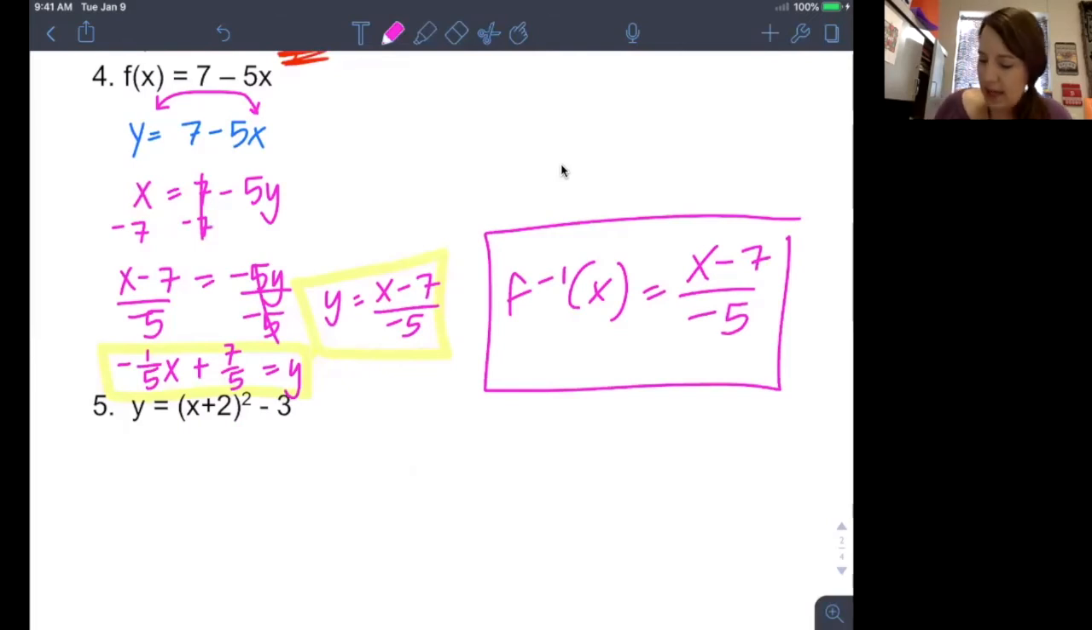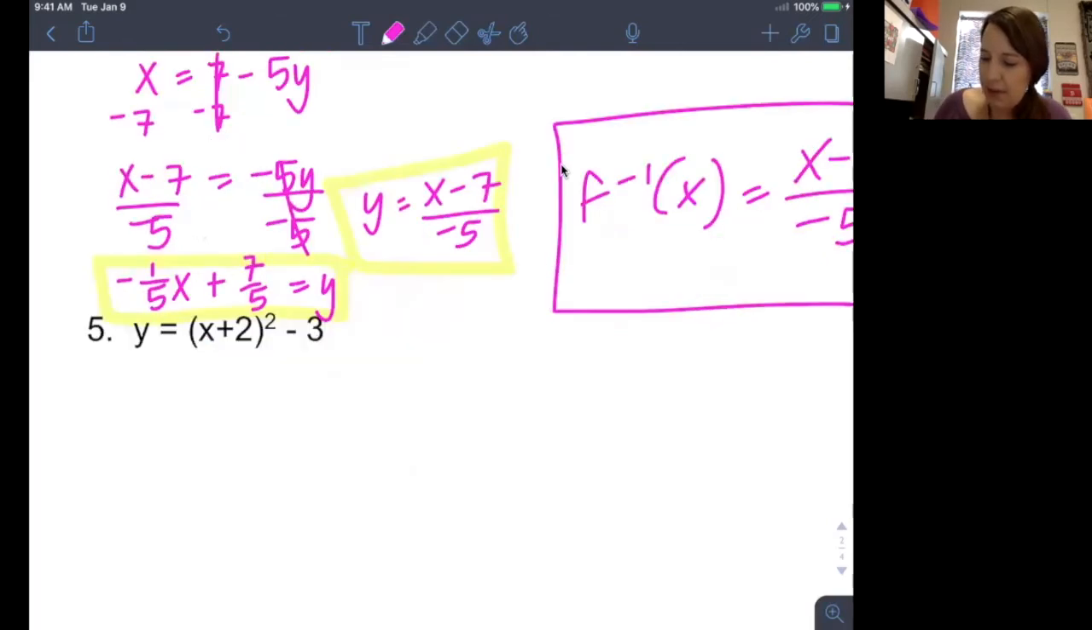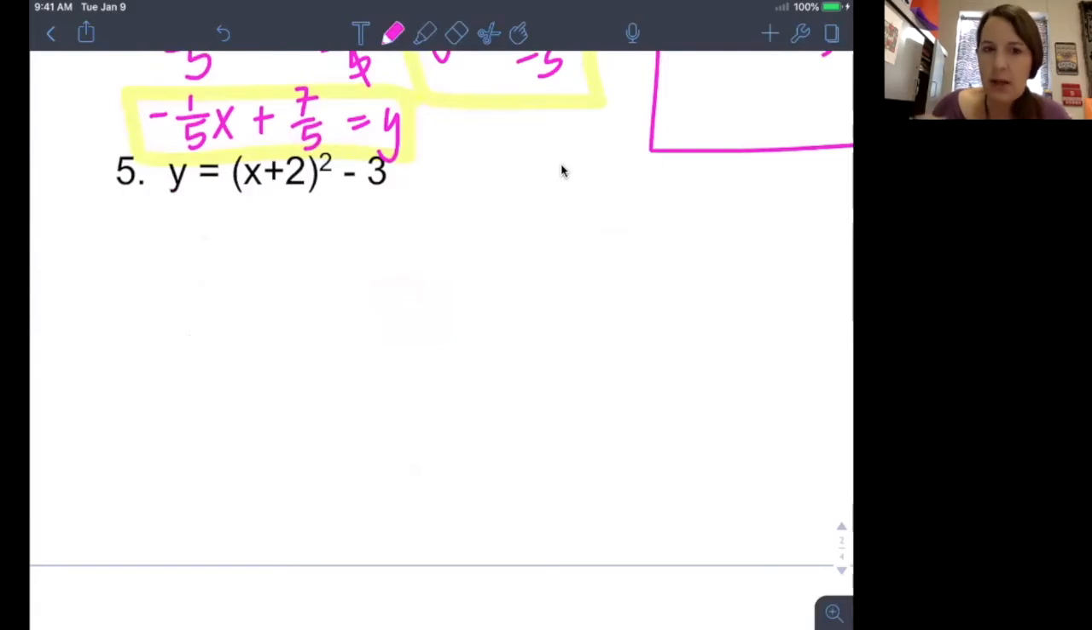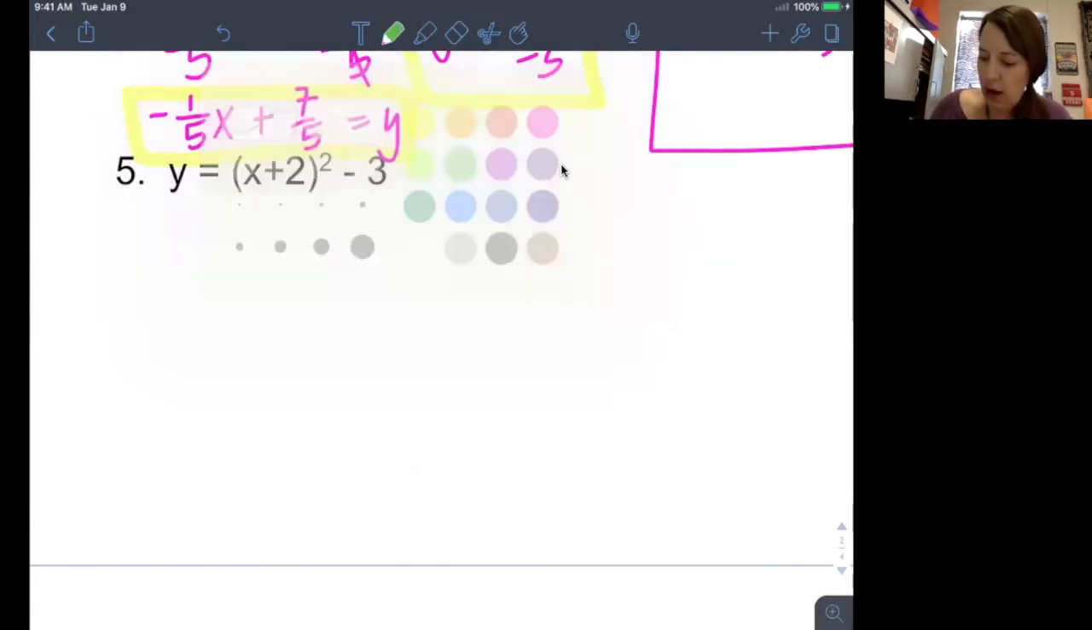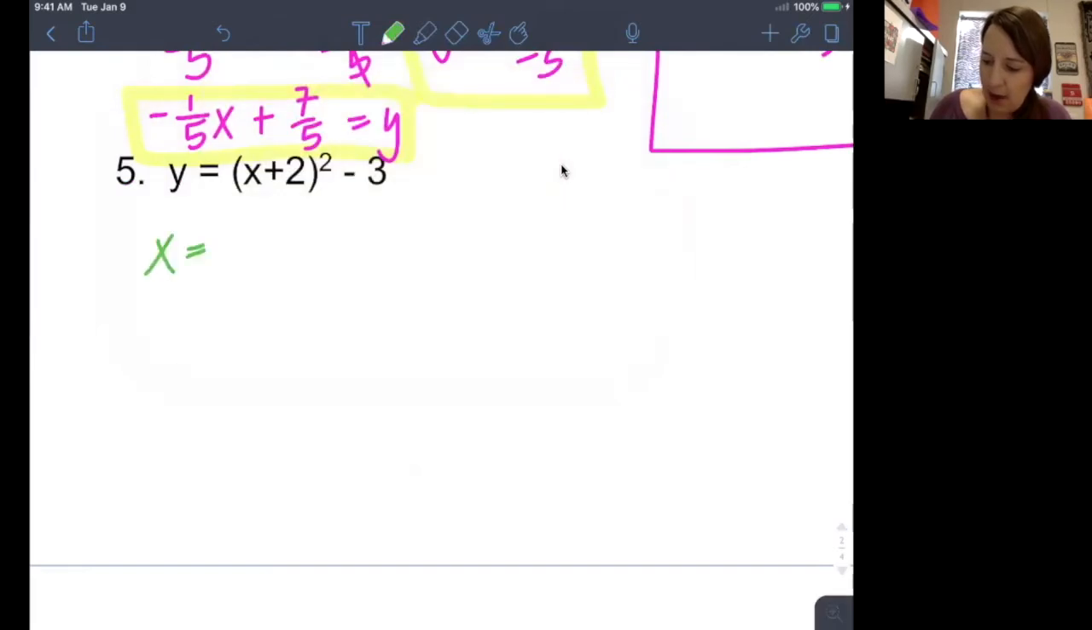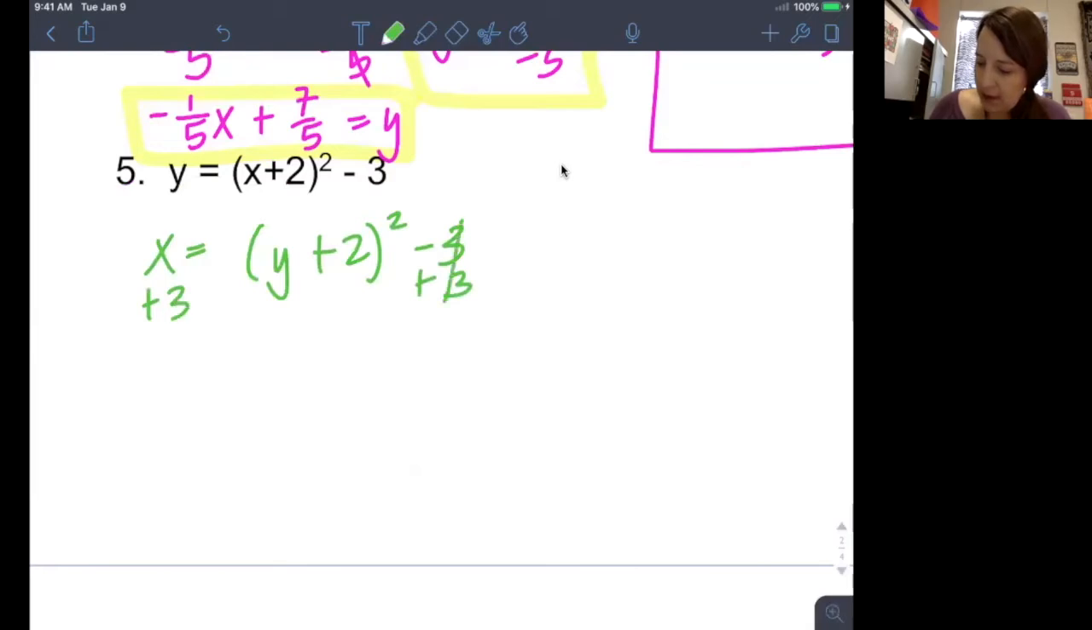Okay, let's look at this next example. We've already got the y replaced. This one's going to be a little bit different because it's a quadratic function, or it's a parabola. So I'm going to go ahead and swap my x and my y. x equals parentheses y plus 2 squared minus 3. We're going to start by adding 3 to both sides. So we have x plus 3 equals y plus 2 to the second power.